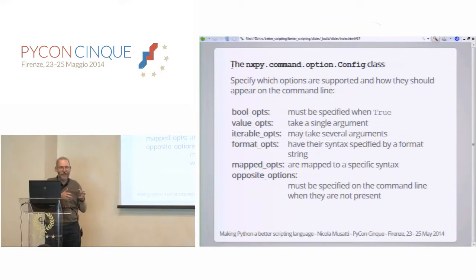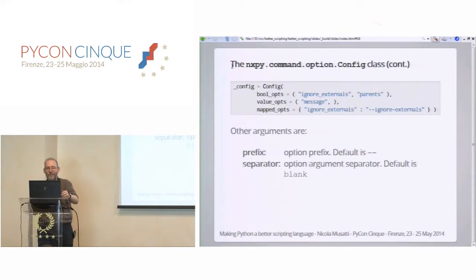Sometimes this is convenient if you want to write a wrapper that uses an opposite default from what your command actually provides. This is how you would write that for my subversion example. And you can specify a non-default prefix for options, or that option arguments are separated by a different character than just space. There are commands that use commas to separate the arguments to options.